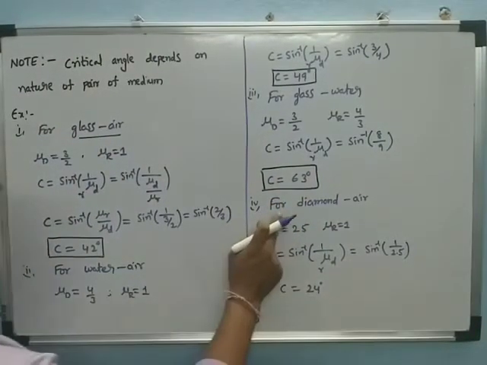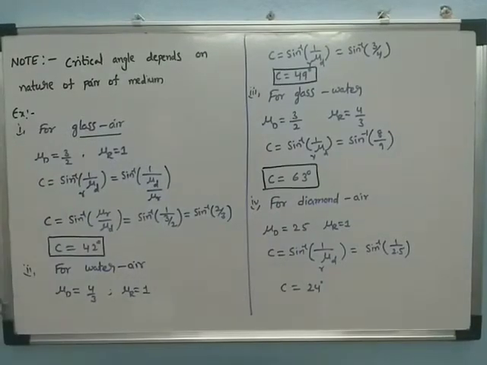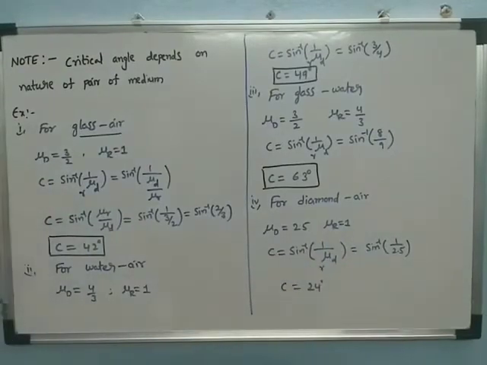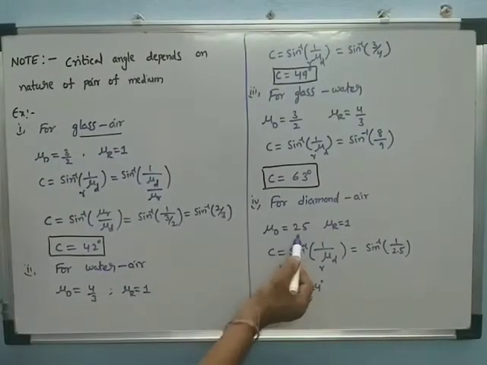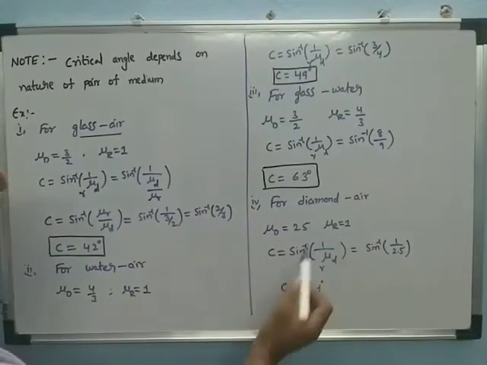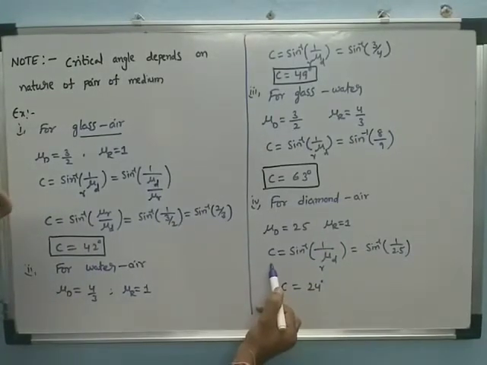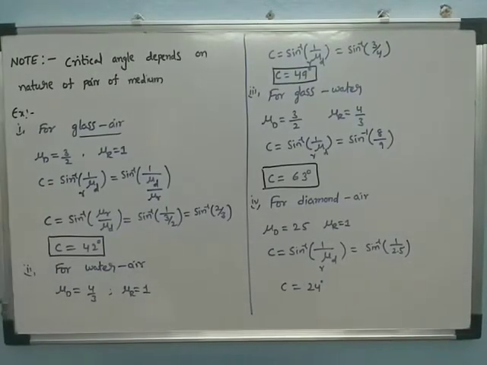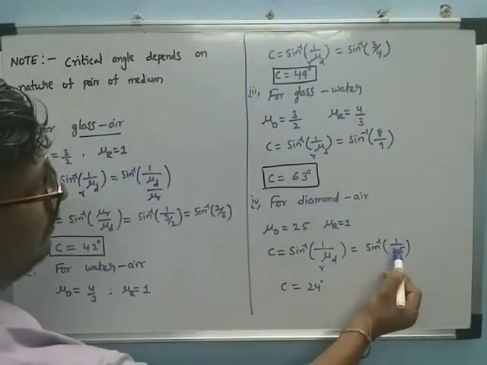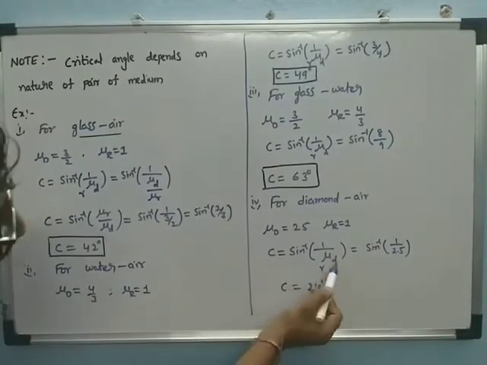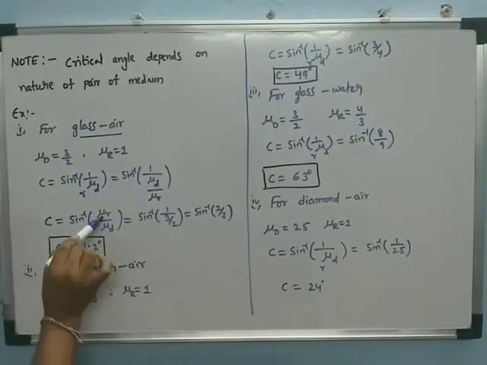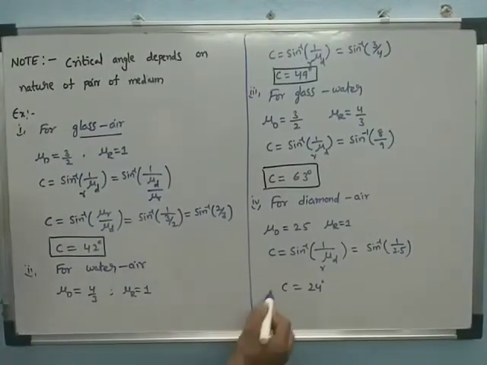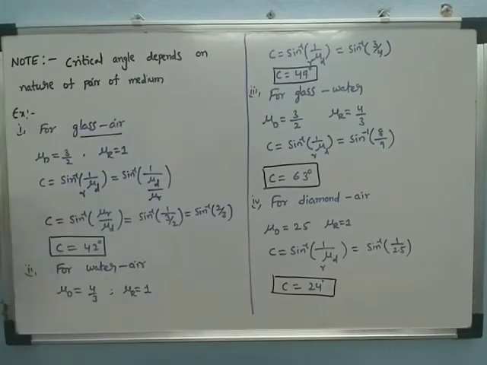And now the fourth one, diamond and air. Here the diamond is the denser medium and air is the rarer medium. The refractive index of diamond is 2.5 and of the rarer medium is 1. Then the critical angle C is equal to sin inverse of 1 by 2.5, that is, the refractive index of the rarer medium by the denser medium. That value will be 24 degrees.